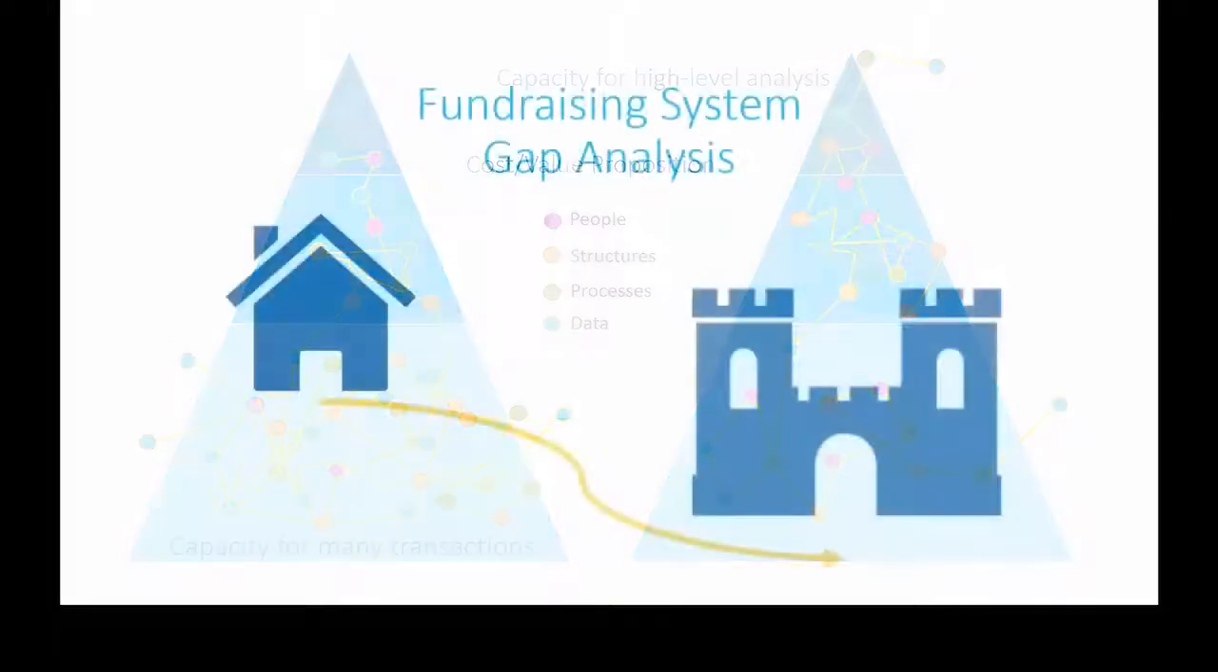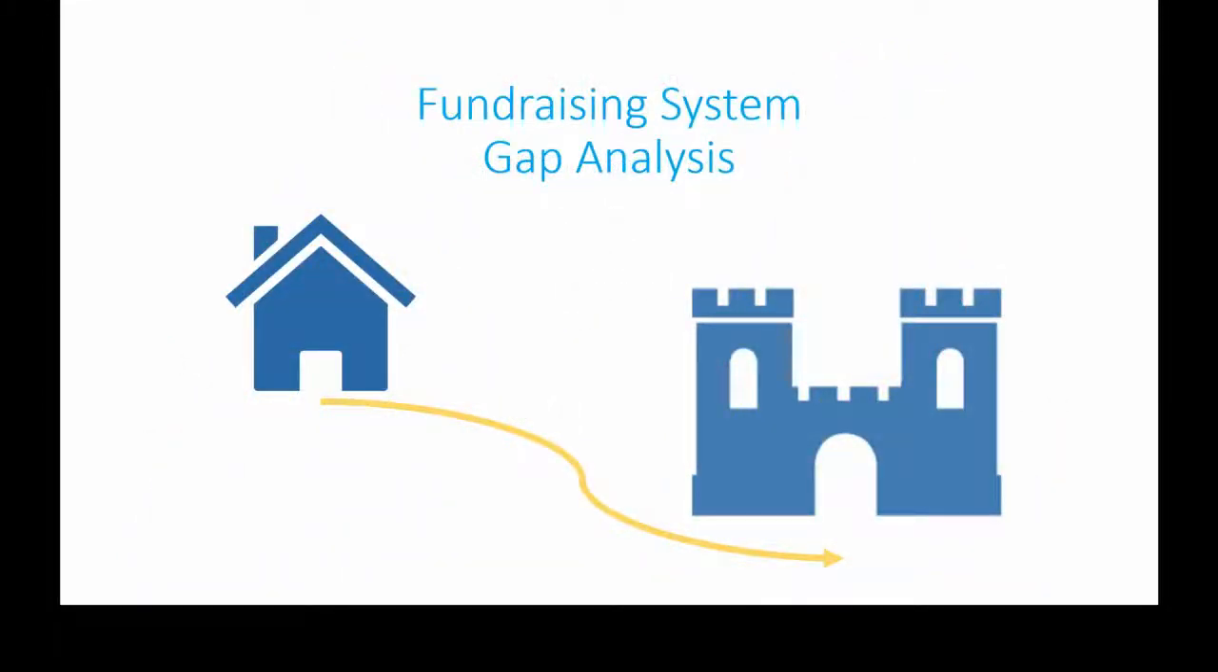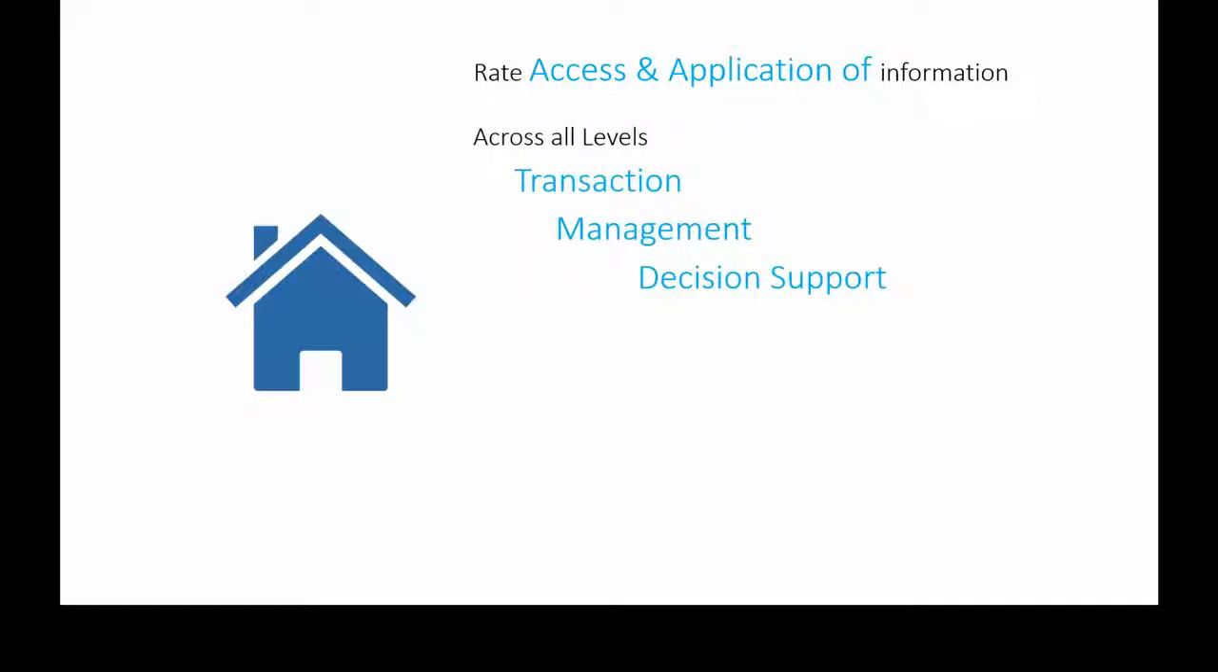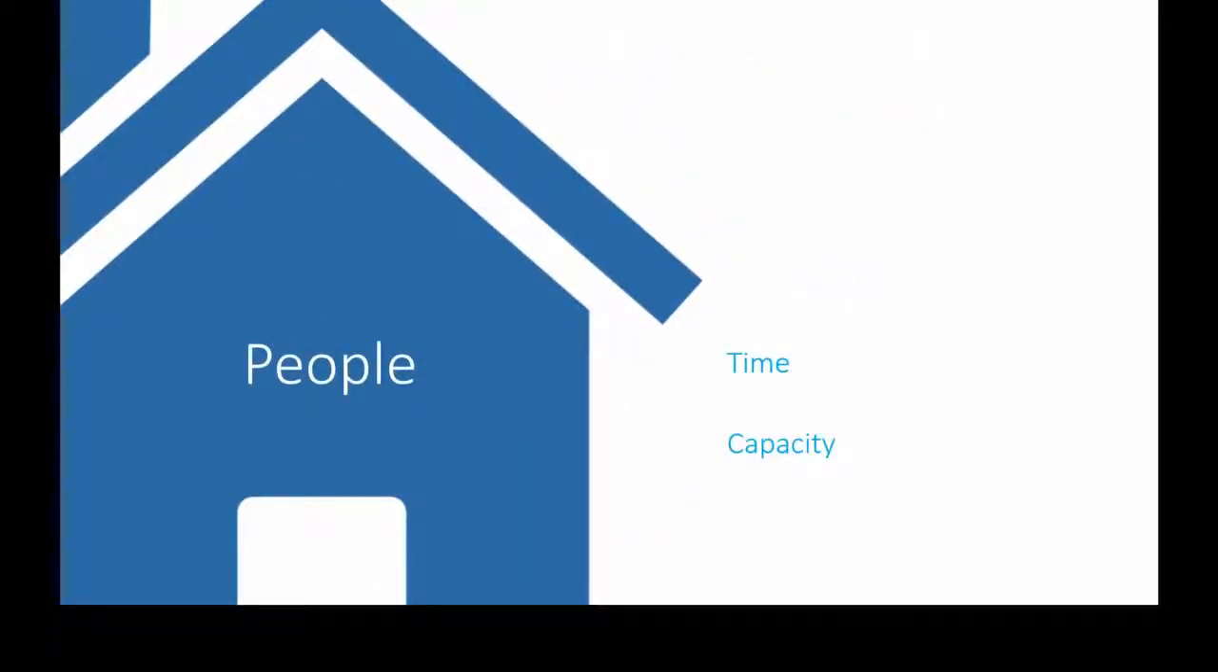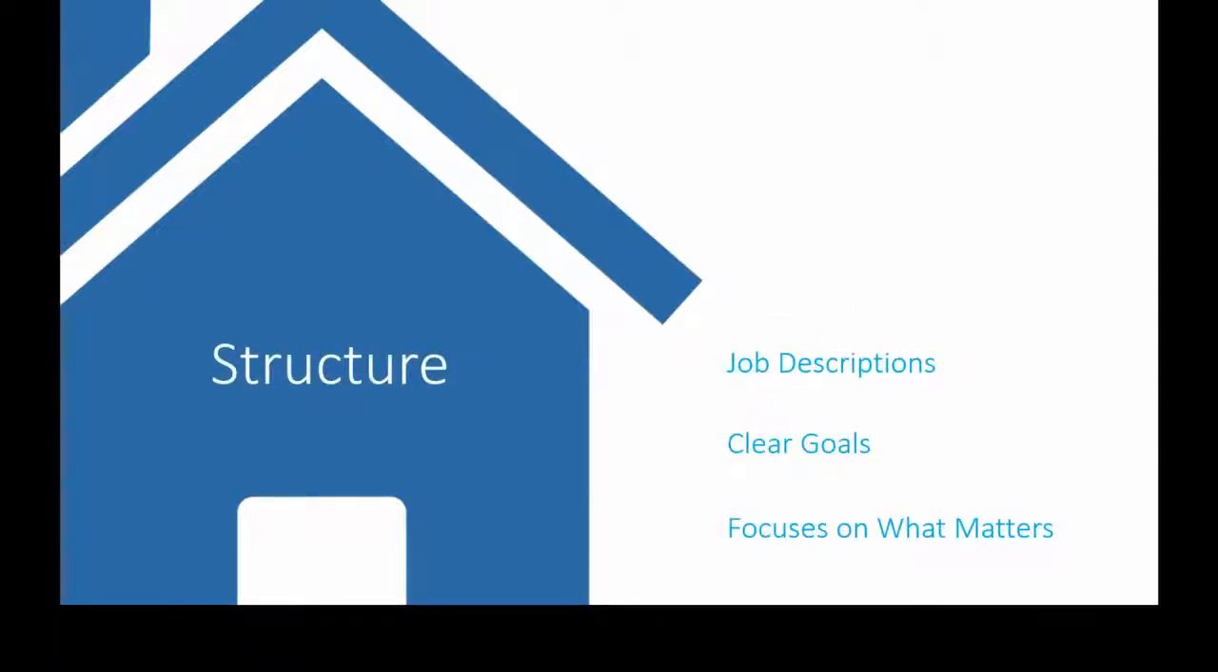We'll apply this in the next step of the fundraising system gap analysis, plotting your current position using the online assessment tool. You will be asked to rate your current fundraising system across all three levels of information access and application, and report on the health of your fundraising operations. A healthy fundraising system ensures that people have both the time and capacity to do their jobs. There are solid operational systems in place, so everybody knows their responsibilities, there are clear goals, and the fundraising system focuses on what matters, meaning the system aligns with the organization's fundraising strategy.